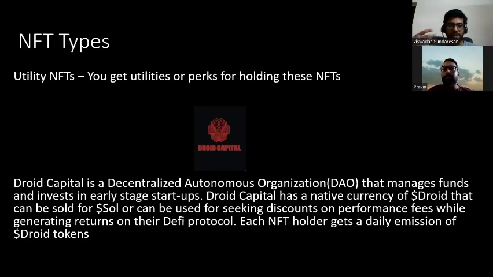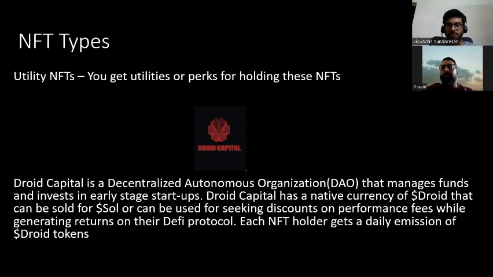So here, Droid Capital is a decentralized autonomous organization, and Droid Capital manages funds in a decentralized way. And what are the benefits of holding a Droid Capital NFT? A Droid Capital NFT gives you Droid tokens every day. It depends on how long you have decided to stay with Droid Capital. So if you say I want to stay with Droid Capital for a year, then you get more Droid tokens. Now those Droid tokens could be sold for SOL, or you can use those Droid tokens to get discounts on your DeFi ecosystem.